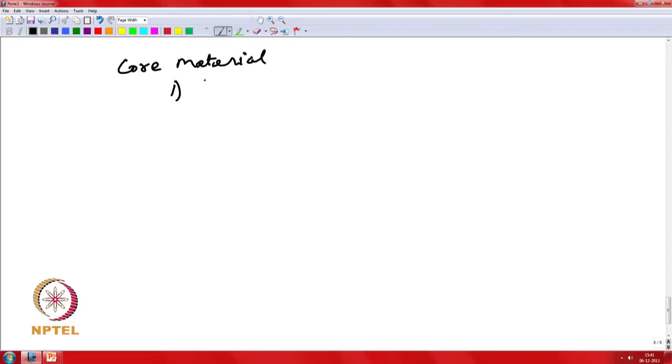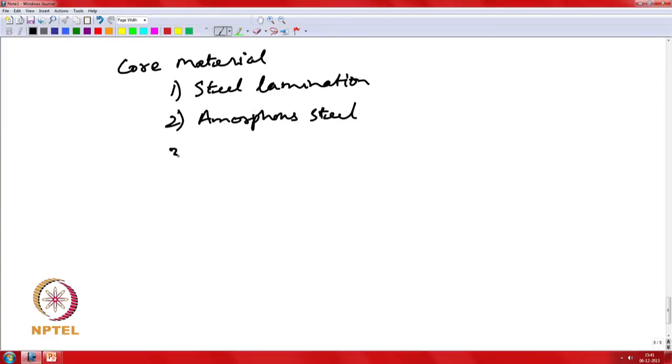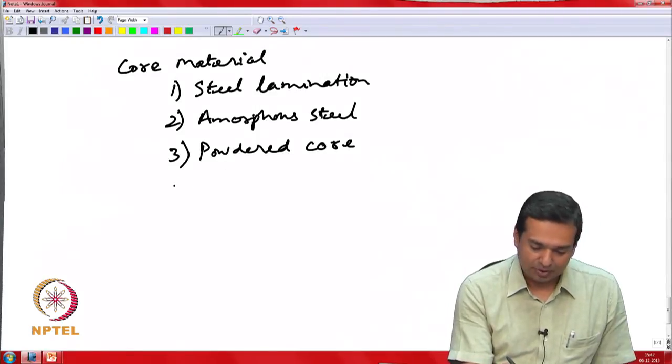So one could use steel laminations. For a transformer or an inductor, one would be using grain oriented steel, or one could use amorphous material. One could use powdered cores. When one is talking about a powdered core, it is essentially powdered magnetic material in a resin, so the air gap is embedded along with the magnetic material. So you don't have discrete air gaps, but you have a distributed air gap. You could also have ferrites.